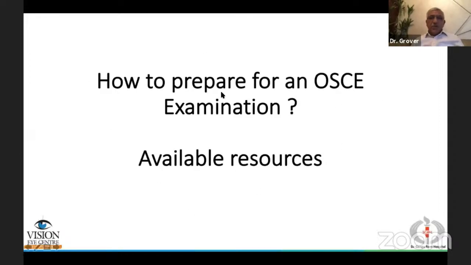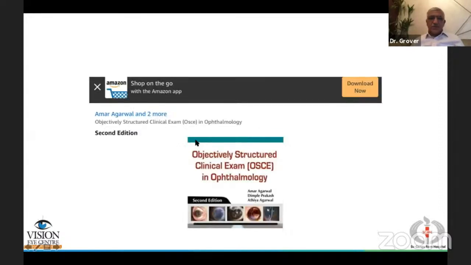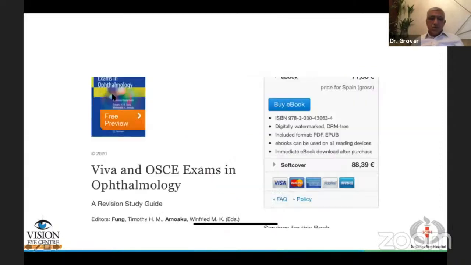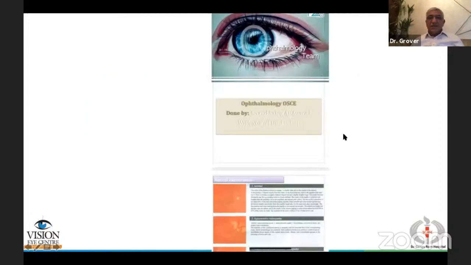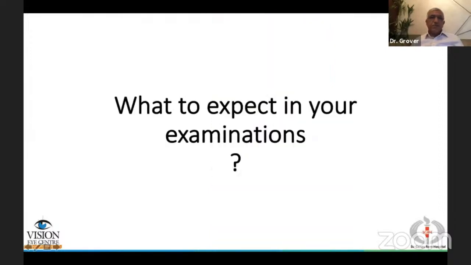So how do you prepare for an OSCE examination? We look at the available resources. Like there are books available like this. It's available on Amazon. You have some other books which are on OSCE examinations. And there are other resources on the net, so you can look it up. You can Google it and you'll find a lot of them.